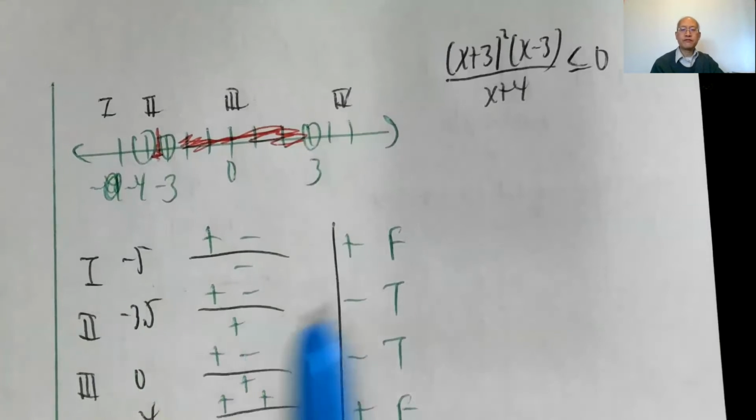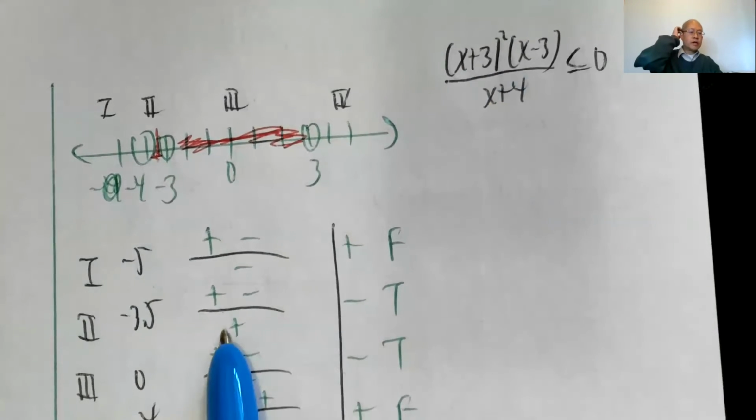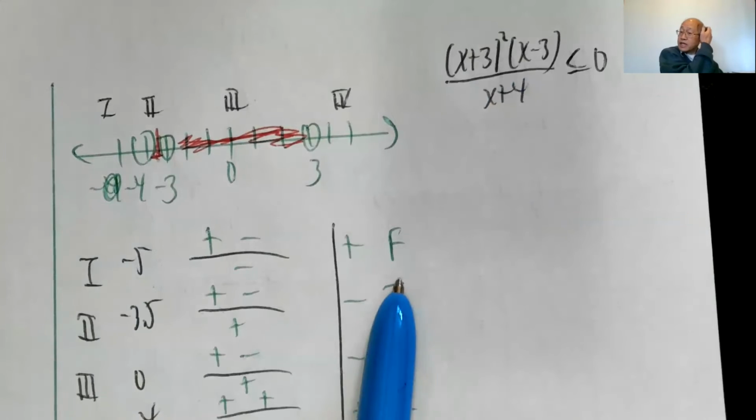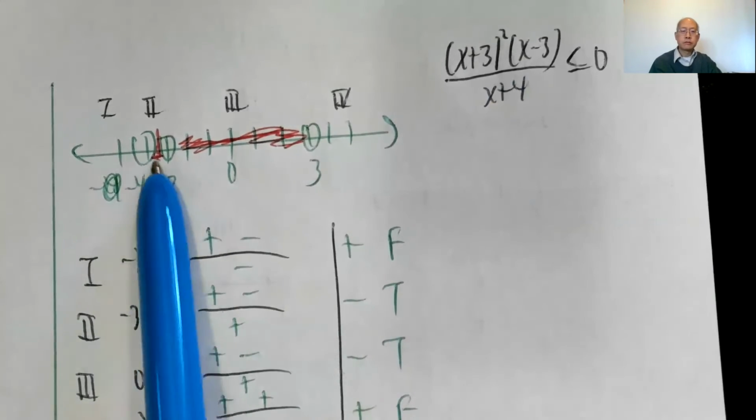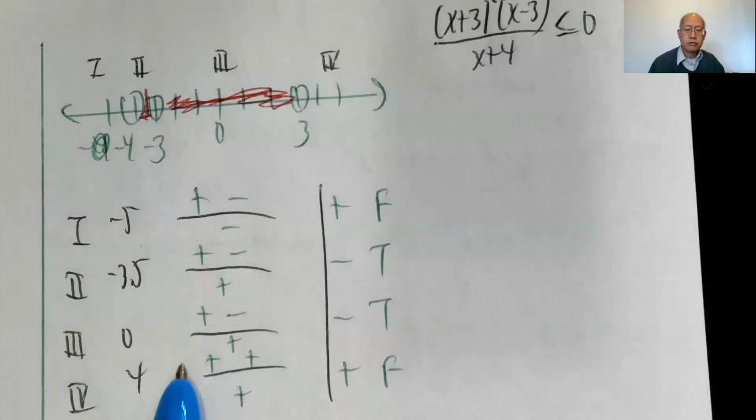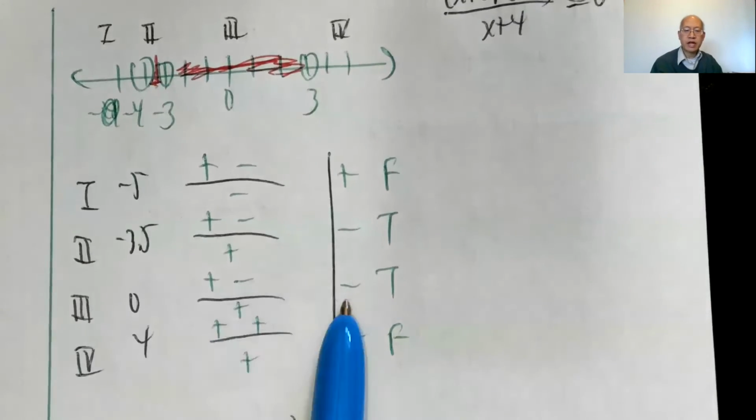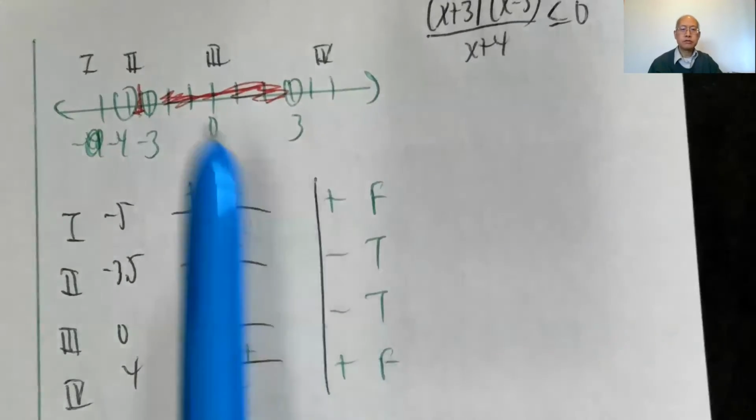Region 2, -3.5. That's already positive. Negative, positive. So one negative makes the whole thing negative. Is a negative less than or equal to 0? That's true. Shade it in. Oh, there's not much in there. Region 3, 0. Positive, negative, positive. Again, one negative makes the whole thing negative. Negative less than or equal to 0. That's true.